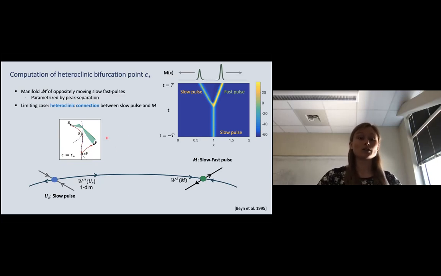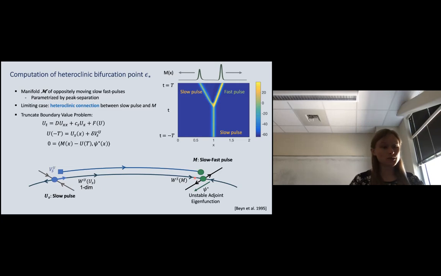And so what we're going to do is this slow fast pulse pair, this oppositely propagating pair, we're going to say they live on a manifold that is parameterized by that peak to peak separation. And we're going to directly compute this heteroclinic connection. And so I have this also schematic down the bottom, which is essentially the same as this one up the top, where we have the slow pulse on the left and that slow pulse pair on the right. And so we want to compute this connection here.